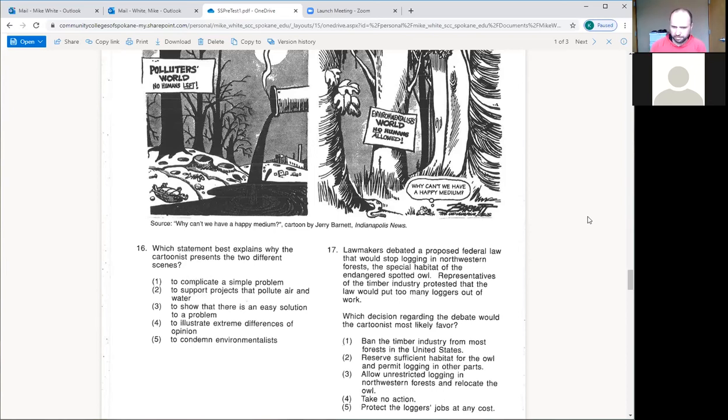Ban the timber industry from most forests in the United States, or 2, reserve sufficient habitat for the owl and permit logging in other parts. What sounds like the most middle ground of those 2 options? Right? Reserve sufficient habitat for the owl.